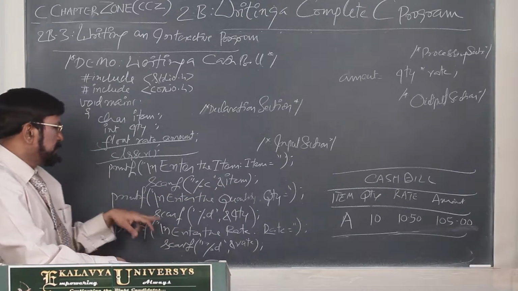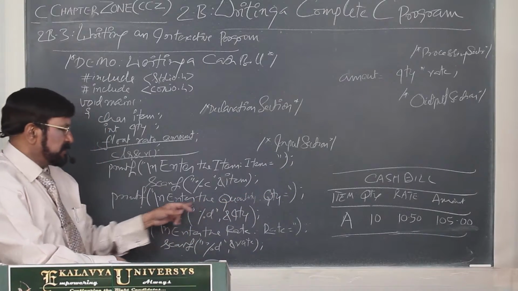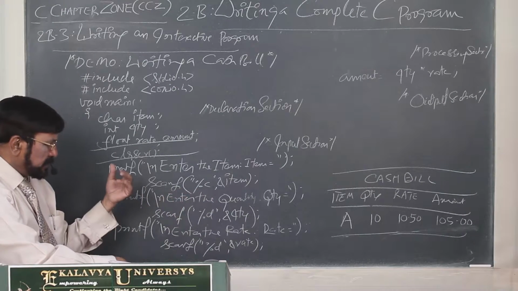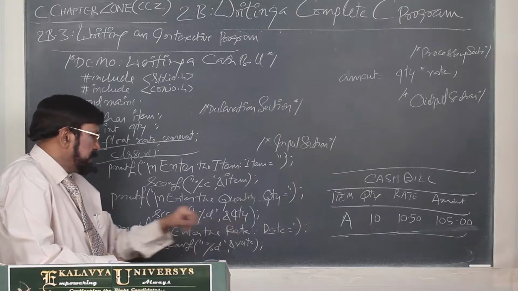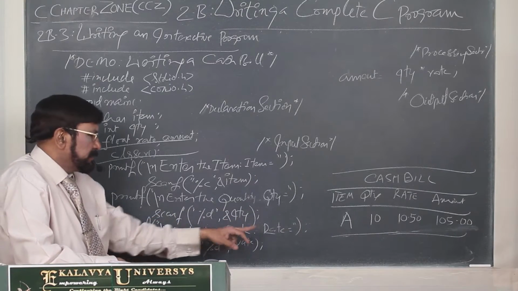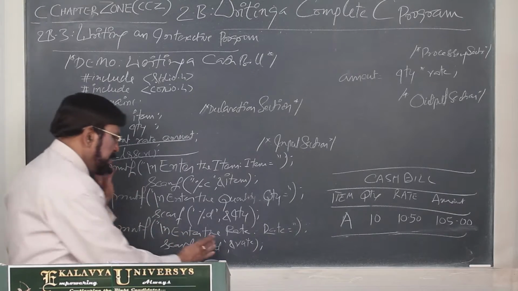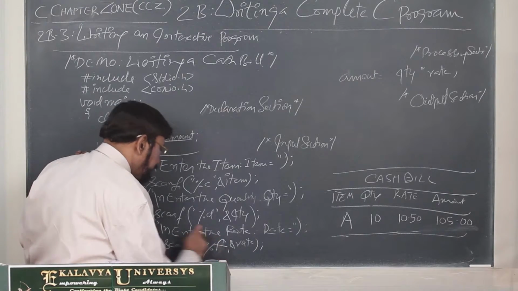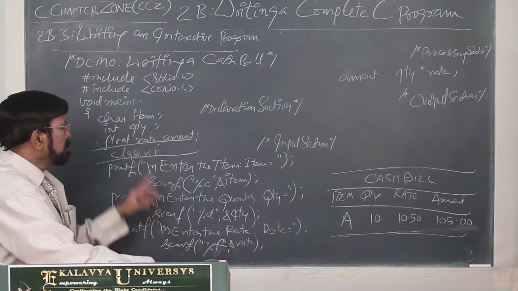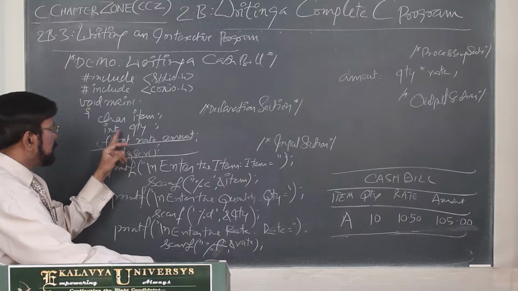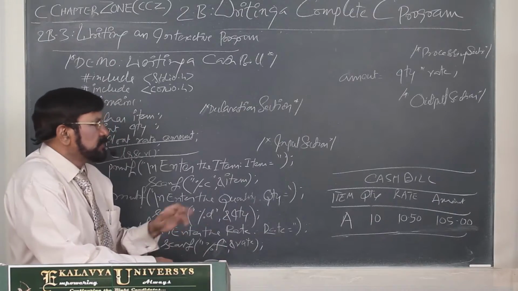Now we see, enter the item, then scanf, percentage C, address of item. Thereafter, enter the quantity is equal to; I explained how a prompt statement behaves. Then scanf, percentage D and quantity. Thereafter, enter the rate is equal to, scanf, percentage F, and ampersand rate. So 3 scanf statements we have written for assigning the values for item, quantity, and rate. Okay, the input section is over.